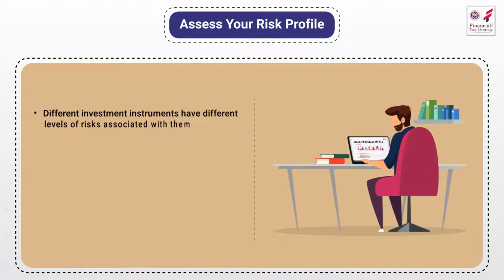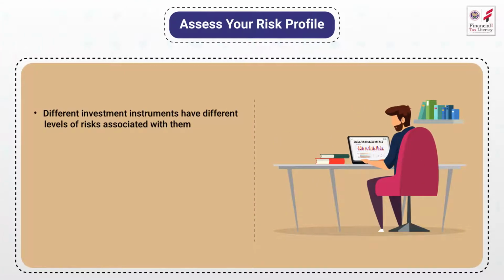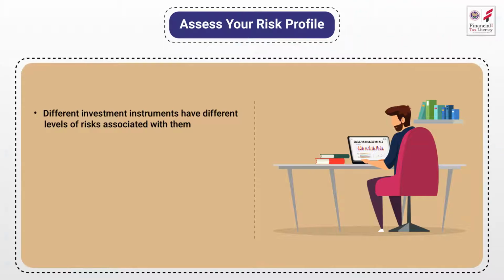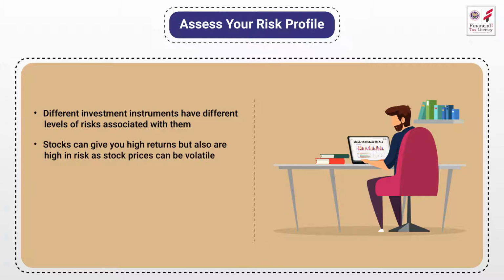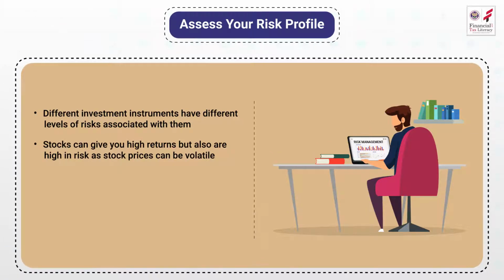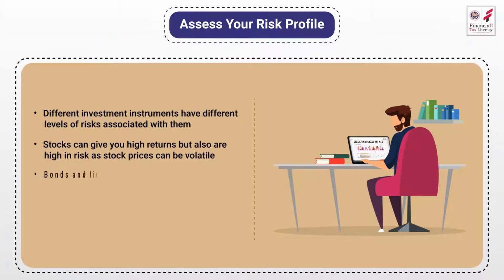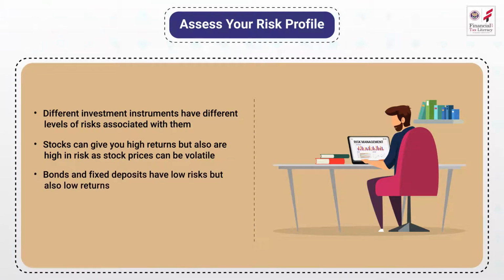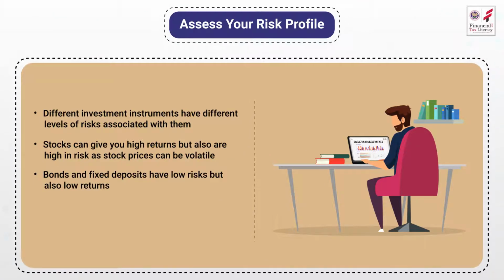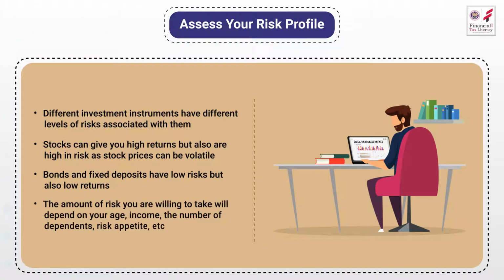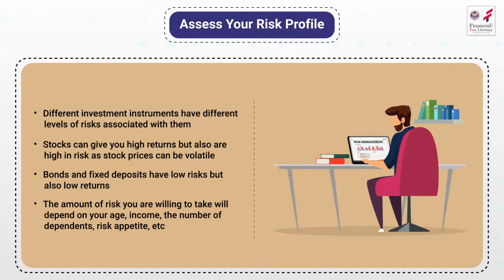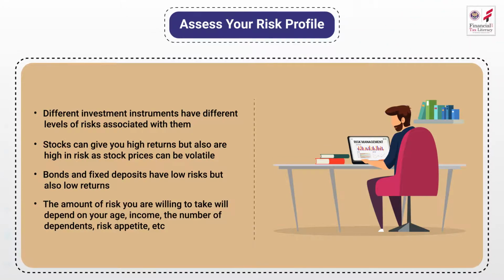Different investment instruments have different levels of risks associated with them. Stocks can give you high returns, but also are high in risk as stock prices can be volatile. On the other hand, bonds and fixed deposits have low risks, but also low returns. The amount of risk you are willing to take will depend on your age, income, the number of dependents, risk appetite, etc.